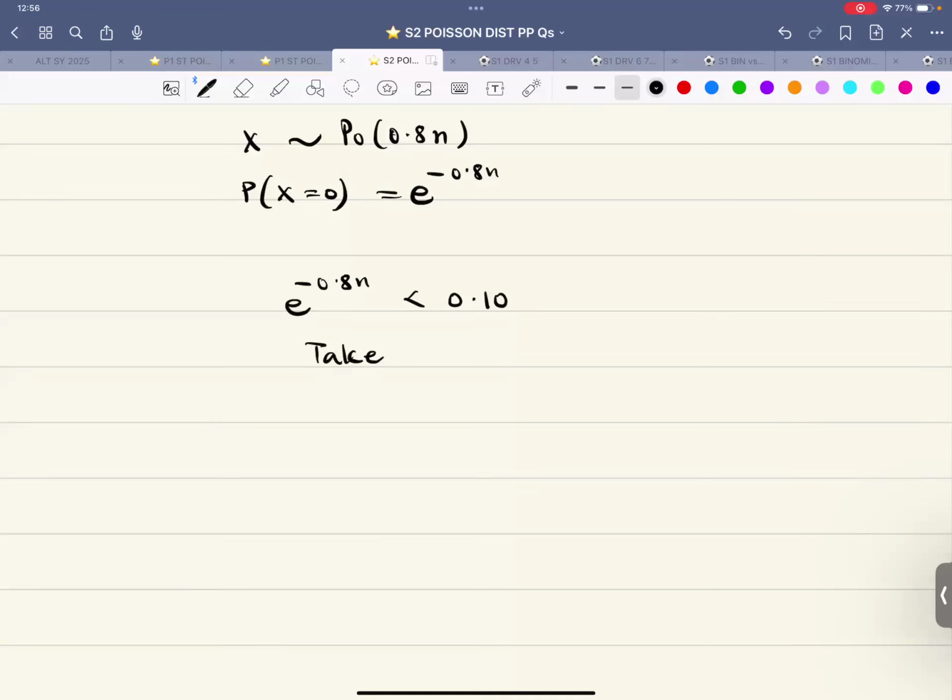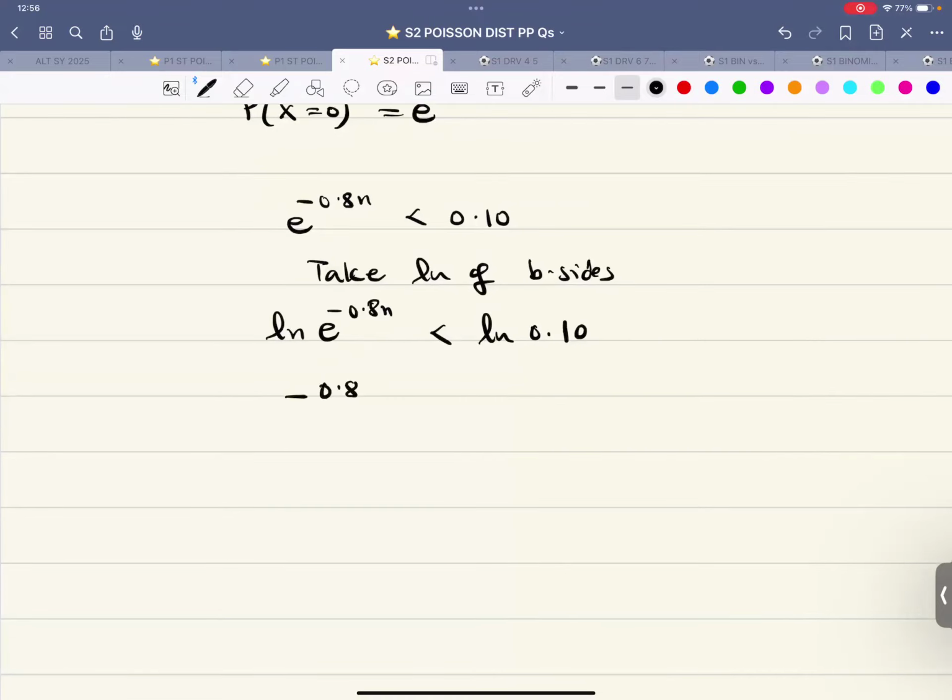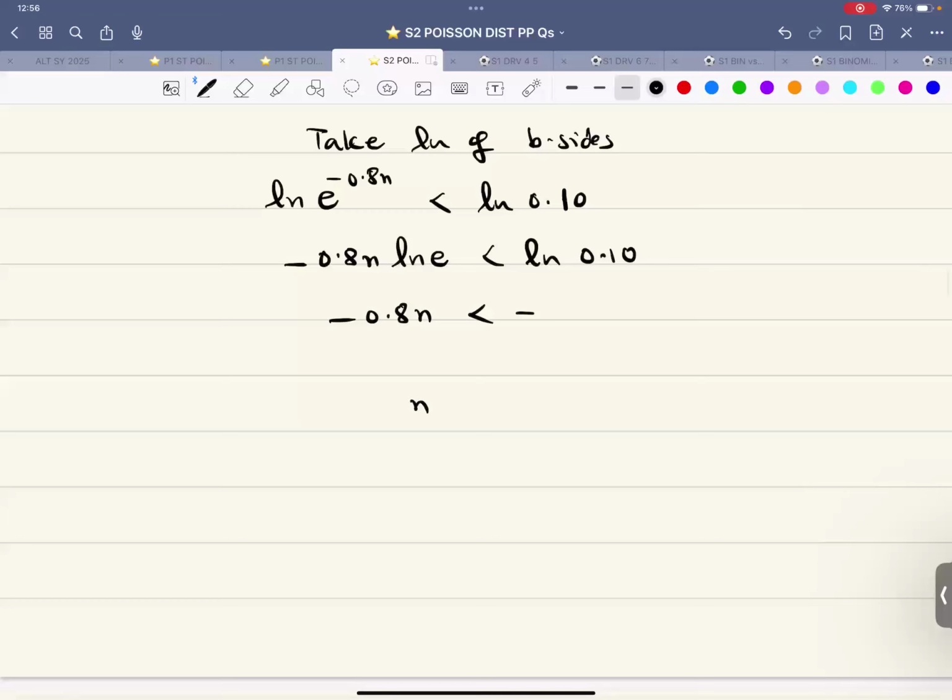Take natural log, ln, of both sides. So ln of e raised to the power of negative 0.8n. Can someone take out a calculator so that we can solve it live? This is ln of 0.10. Negative 0.8n comes down, ln e is less than ln of 0.10. Negative 0.8n is less than some negative value. So therefore, n is greater than this negative value divided by negative 0.8.